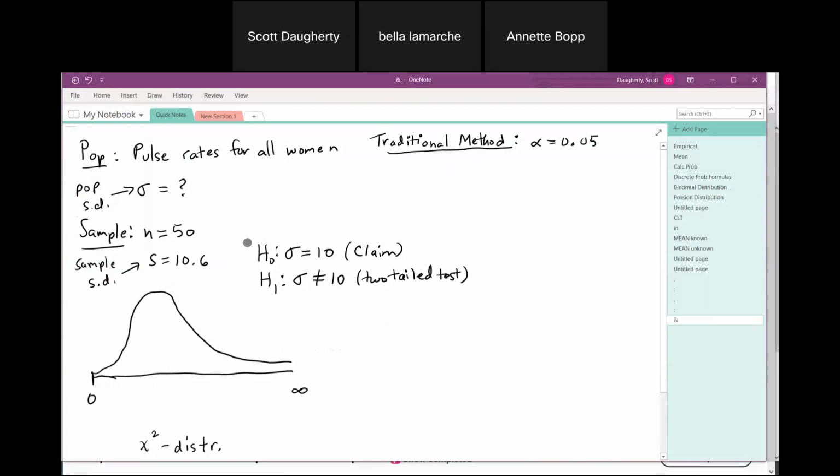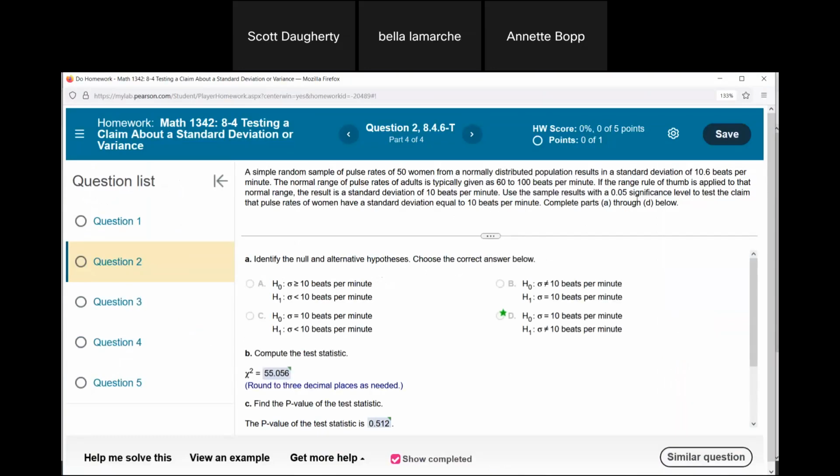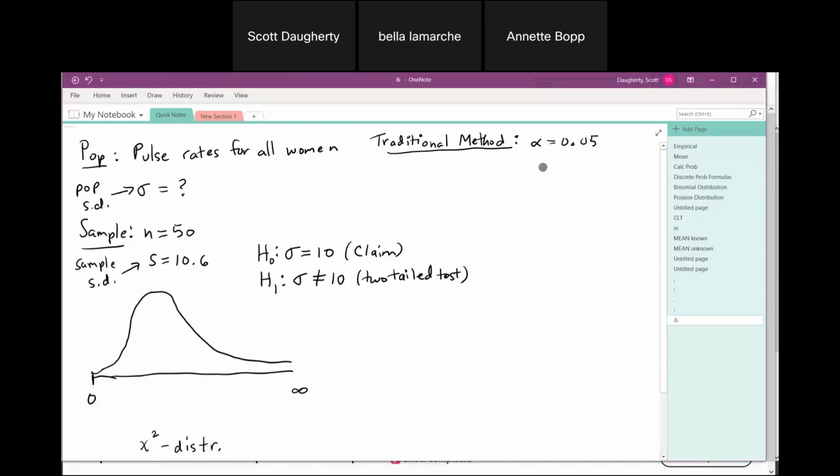This is your hypothesis. You write those down first, and the claim is attached to the null. And after you do that, with the traditional method, the next thing you're going to do is find the critical values, which are the boundaries that will help you decide whether you're going to reject the null or fail to reject the null. Okay, and if you look at the problem, they want us to use a 0.05 significance level to test this claim. So that's our alpha. Remember, that's the total area in the tails, and we call that alpha.